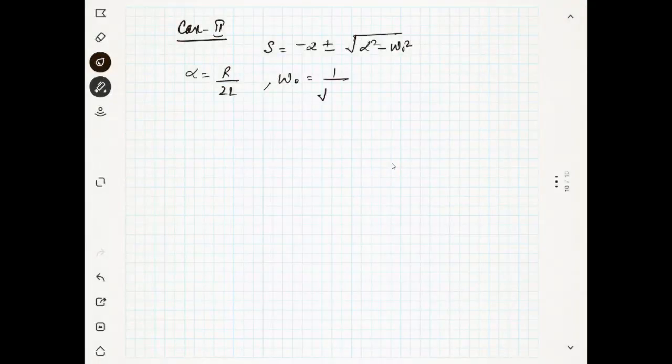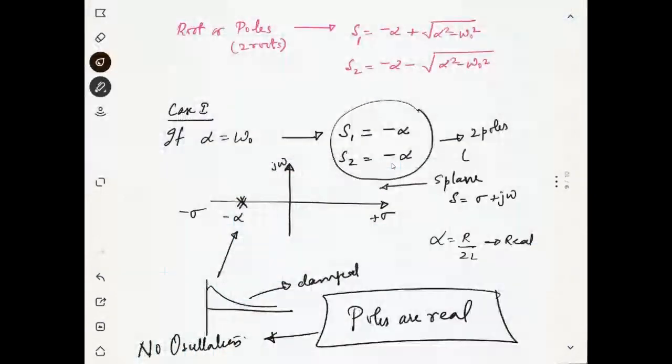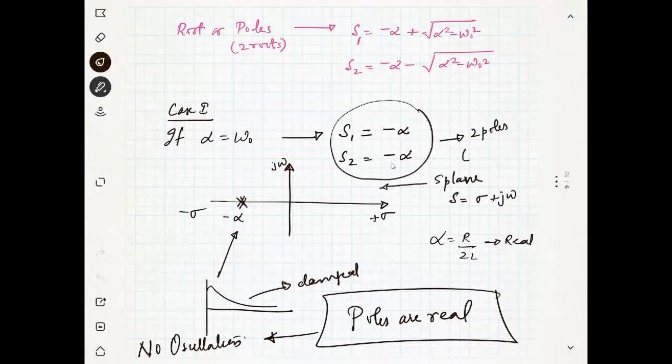It is 1 by root LC, right? Now, another case I am talking about: if my alpha is greater than omega naught, what will be the situation? It's going to be a real number, sir. Yes. So before that, I told you these roots are at the same position.